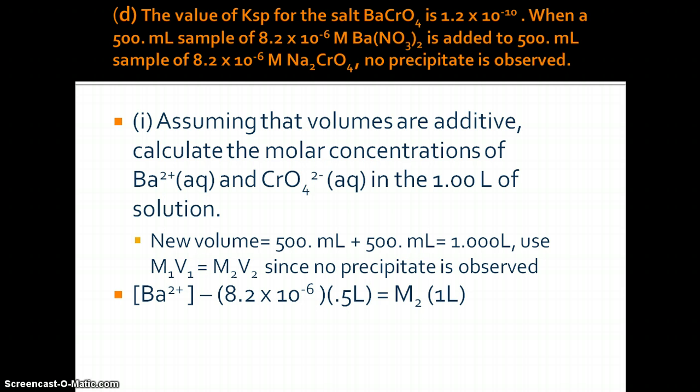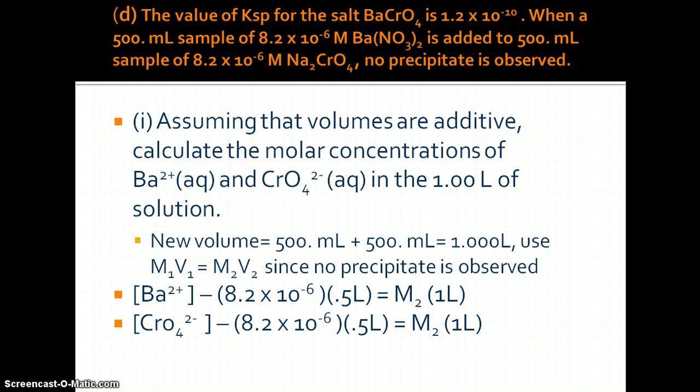So for Ba2+, it would be 8.2 times 10 to the negative 6 molar times 0.5 liters equals M2 times 1 liter. And for CrO4 2-, it would also be 8.2 times 10 to the negative 6 molar times 0.5 liters equals M2 times 1 liter. So the concentrations of Ba2+ and CrO4 2- are the same, and they're equal to 4.1 times 10 to the negative 6 molar.